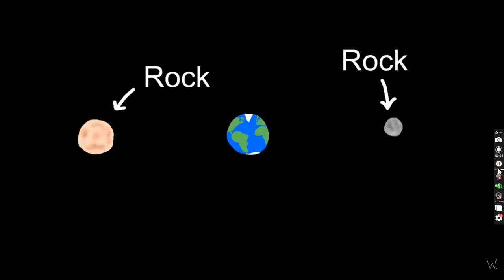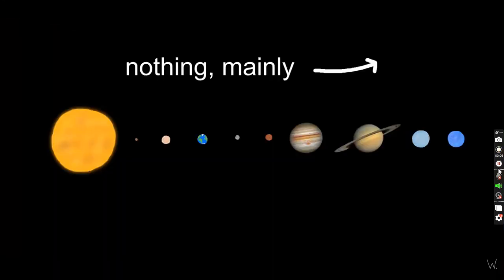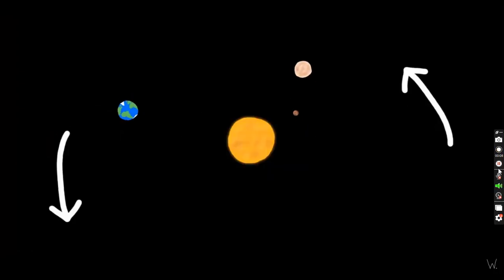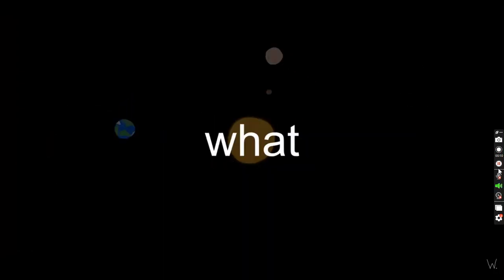Surrounded by more rocks, and gas, and a bunch of nothing, mainly. Oh hey, look at that, the rocks are going around the gas. Hold on, what the heck is going on here? To understand, let's look at a little bit of physics. Wait, did I say a little bit?